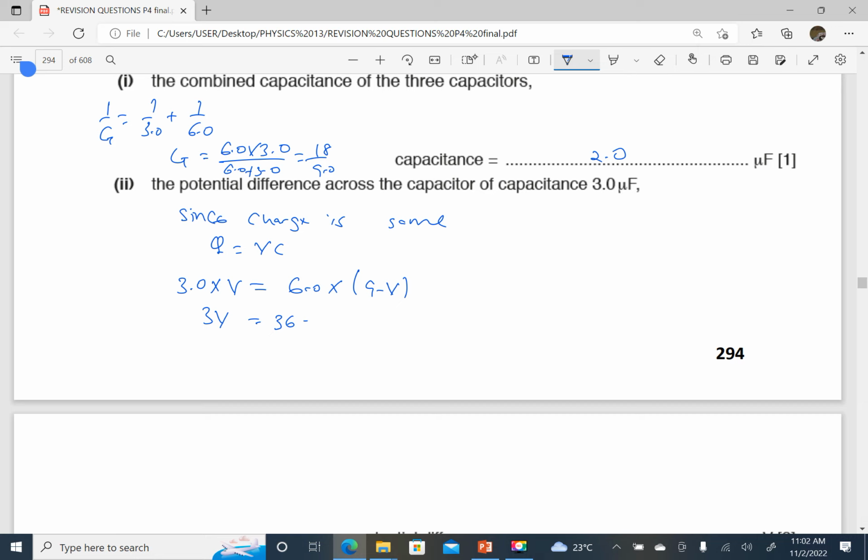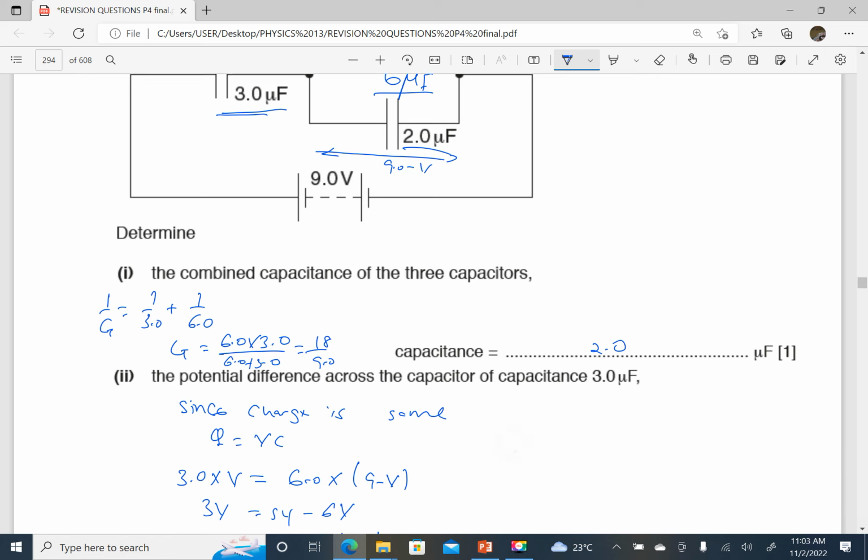36 minus 6V, which means that V is, is it 36? 9 times 6, that is 54, not 36. So this is 54. So you have that 9V is equal to 54, which implies that V is 54 divided by 9, which implies that V is equal to 6 volts. So it means the PD across 3 microfarads is 6 volts.